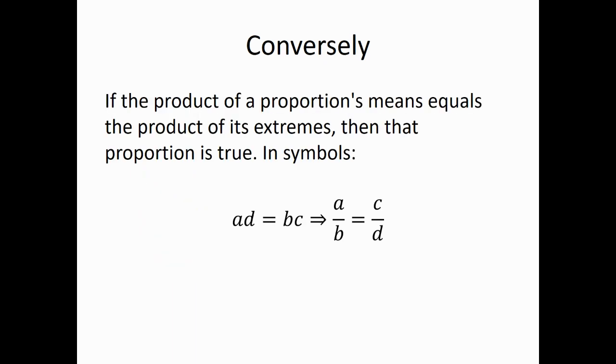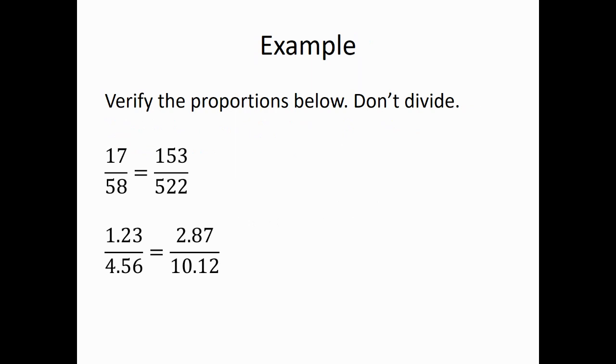Okay, now the converse. You remember what converses are, of course, right? Converses are where you have a conditional and then you switch the order of the two parts. So before we had, if you have a true proportion, then the product of the means is equal to the product of the extremes. Well, the reverse of that is true as well. So if the product of the means is equal to the product of the extremes, then that proportion is true. That is, if AD is equal to BC, then A over B is equal to C over D. And that gives us a way to verify that proportions are actually true, that they're actually correct.